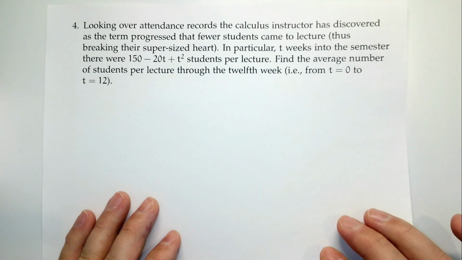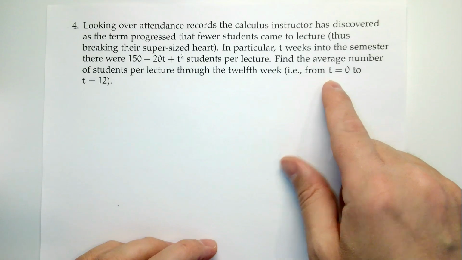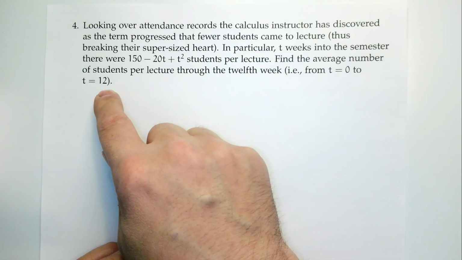Number 4. Looking over attendance records, the calculus instructor has discovered as the term progressed that fewer students came to lecture, thus breaking their supersized heart. In addition, 2 weeks into the semester, there were 150 minus 20t plus t squared students per lecture. Find the average number of students per lecture through the 12th week, i.e. from time t equals 0 to t equals 12.